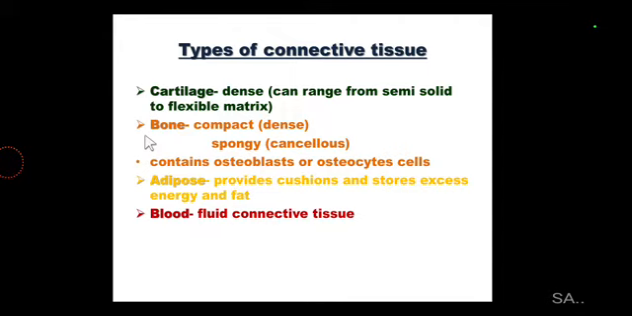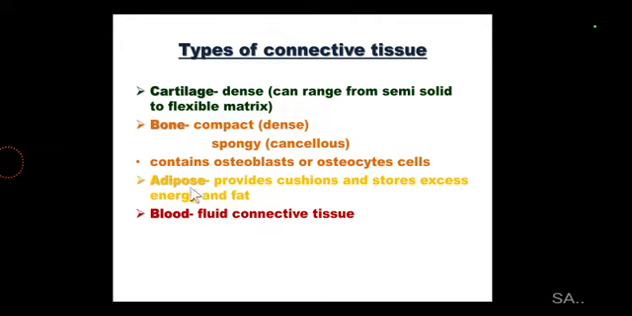The other type of connective tissue is the bone. Bone is the harder one, and it is more dense as compared to cartilage. There are two types of bones: the compact bone that is dense, while there is the spongy bone, cancellous, that is porous. These are made up of osteoblasts and osteocyte cells that are forming the bones.